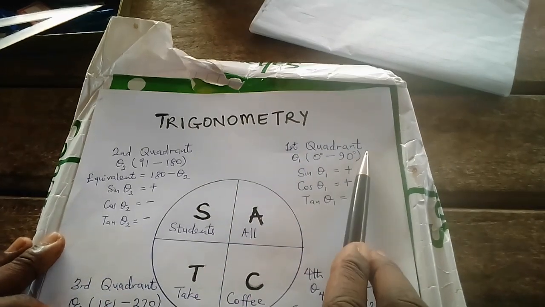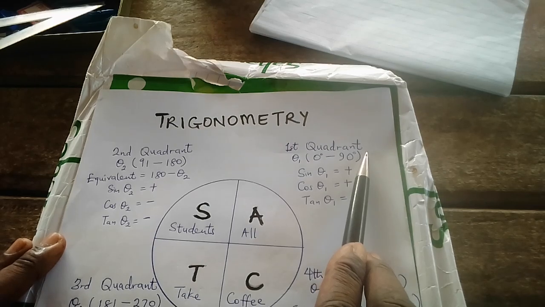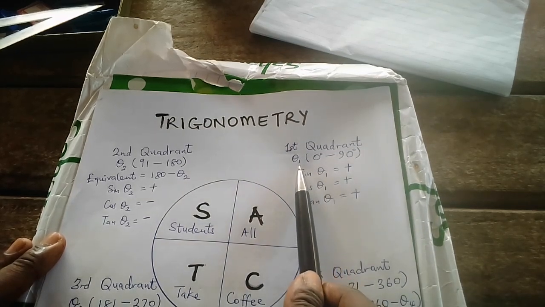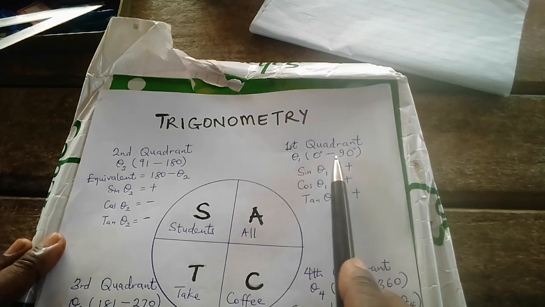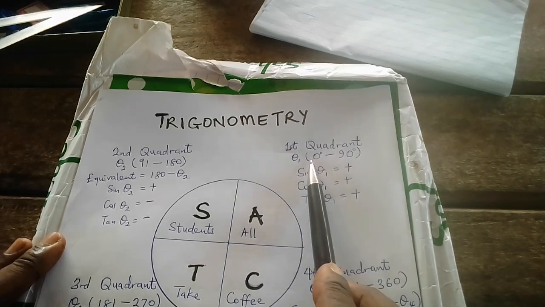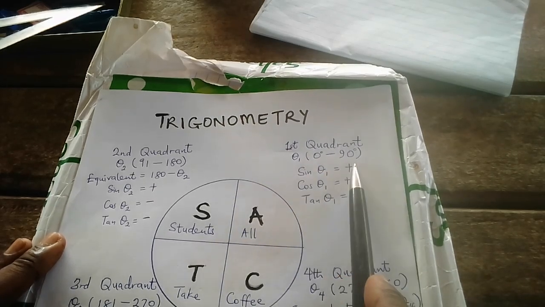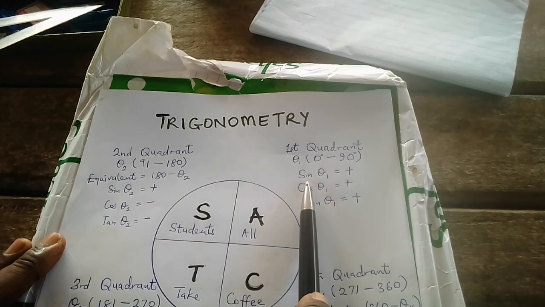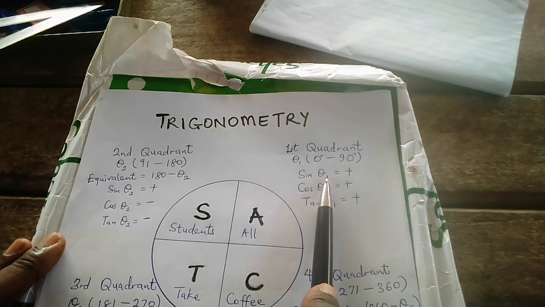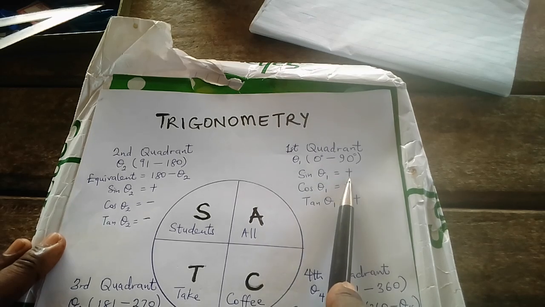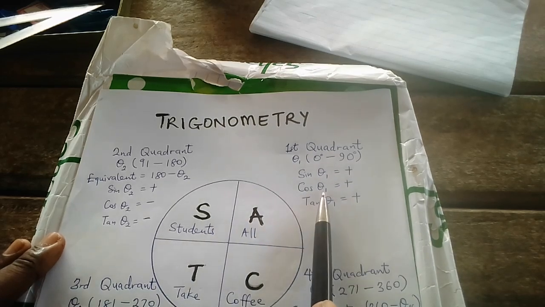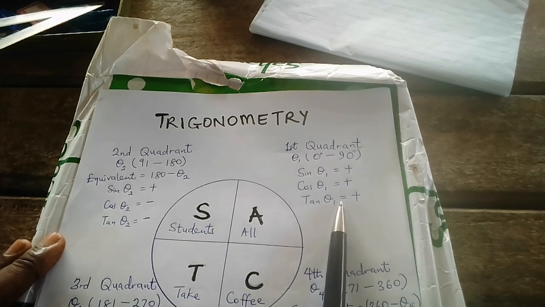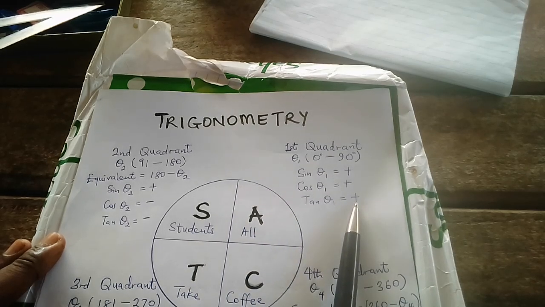In the first quadrant, the angle is named theta 1. The angles within the first quadrant are from 0 to 90. So in the first quadrant, the value of sine theta is positive, cos theta is also positive, and the value for tan theta in the first quadrant is positive.